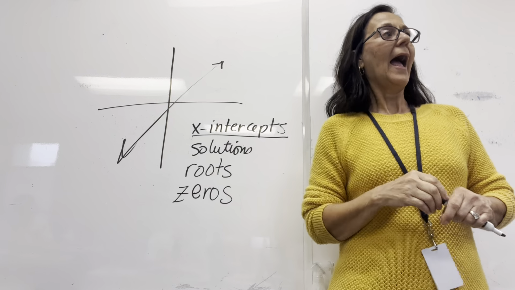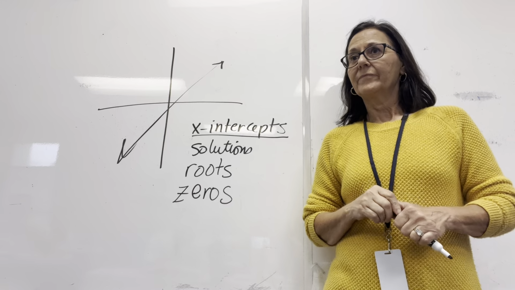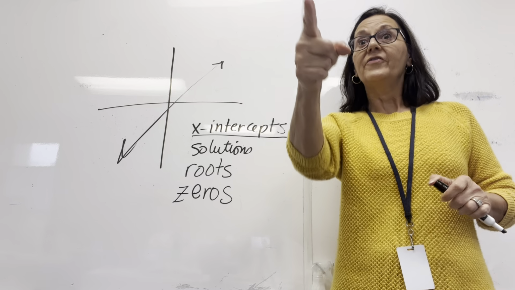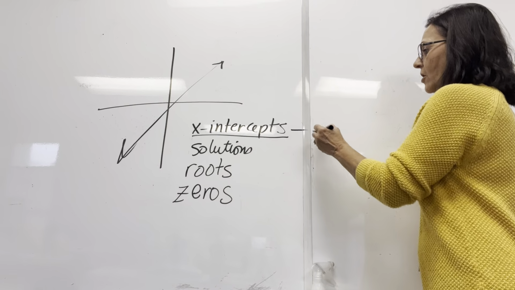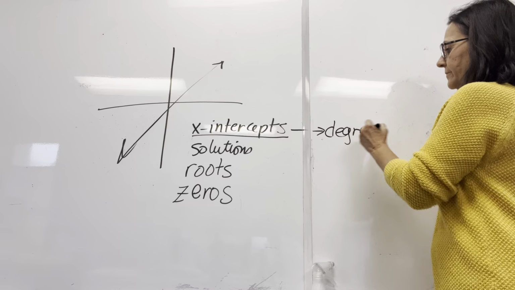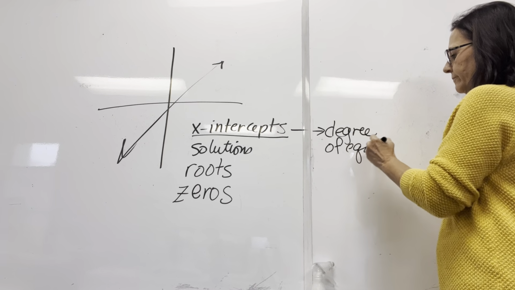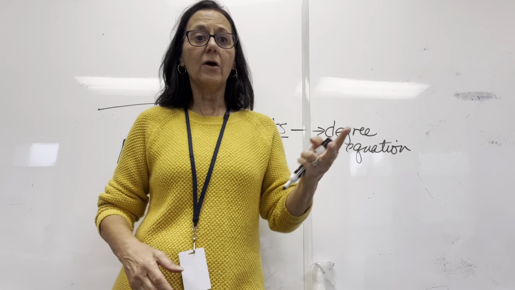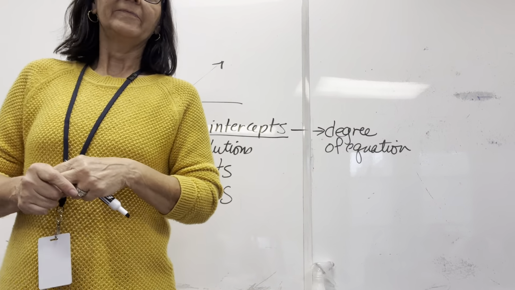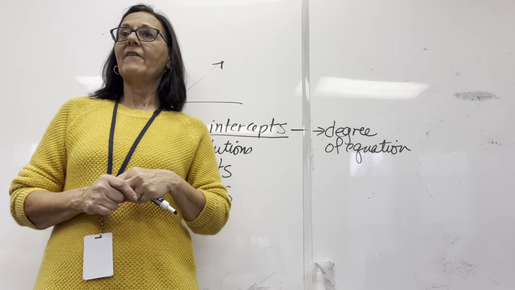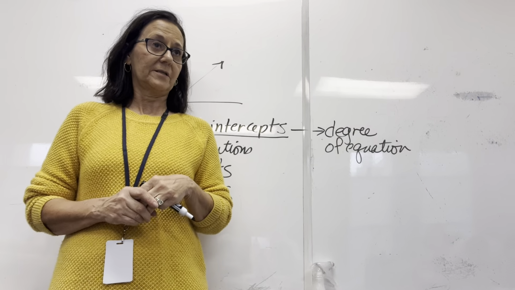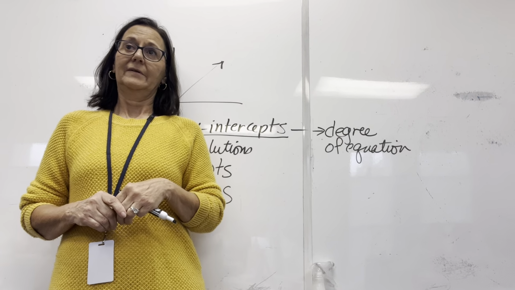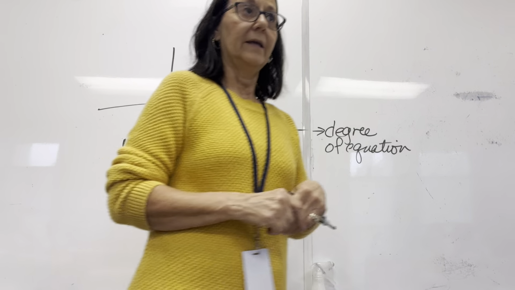What dictates how many x-intercepts an equation has? The exponent. So it's the degree of the equation, which is the highest exponent. If I have an x squared, then I can have at most 2 x-intercepts. If I have an x cubed, then I can have at most 3 x-intercepts. If I have a line, how many x-intercepts do I have? 1, and 1 only.